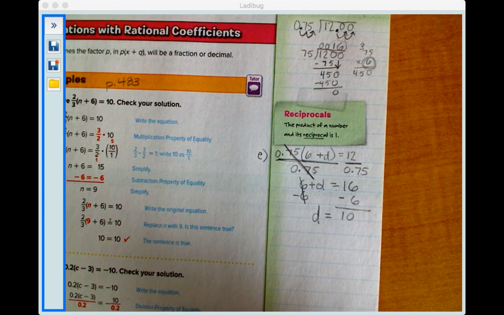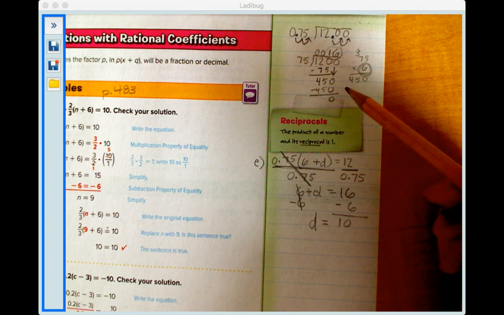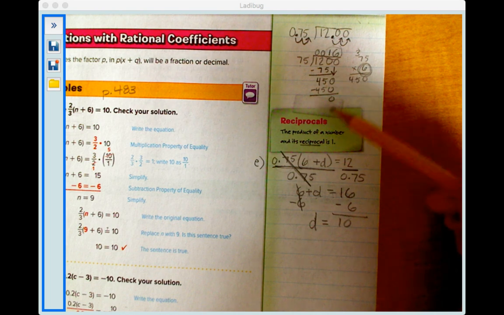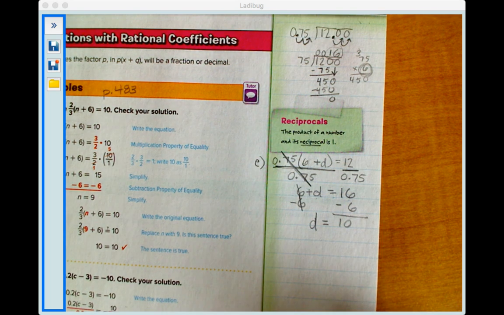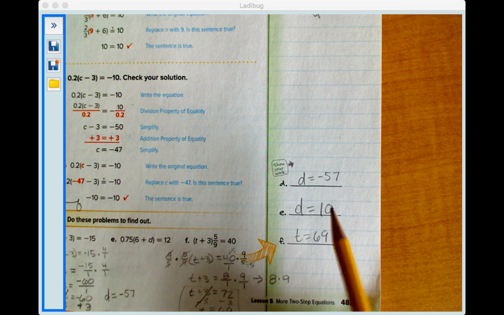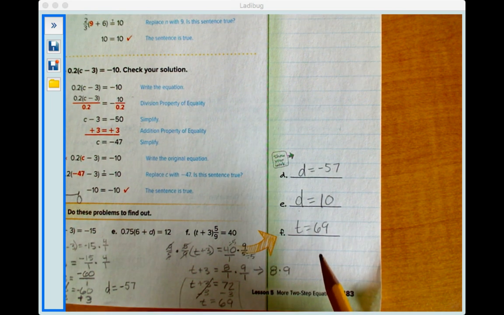Now, please, if you need it, use a calculator. Please try to practice a little bit of dividing with decimals. And if you're struggling with it, call me if you need help. This is how you do D, E, and F. D equals negative 57, D equals 10, T equals 69.